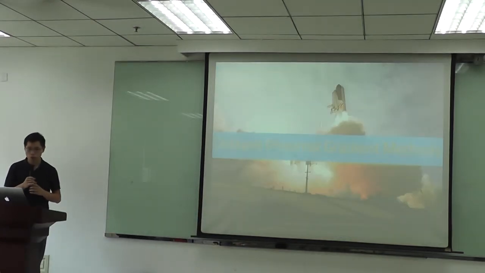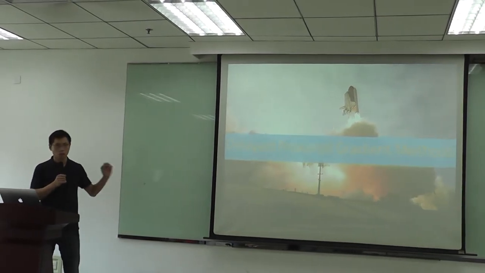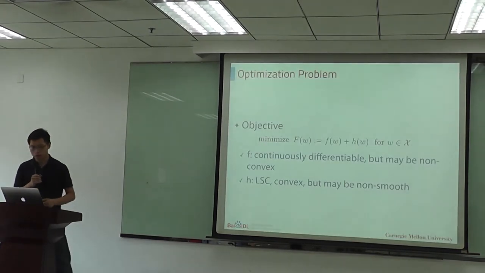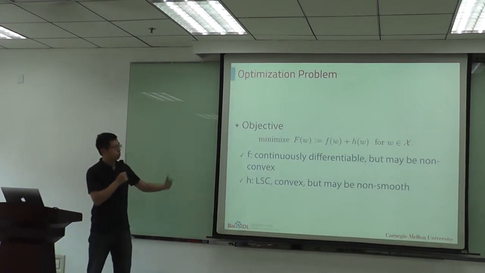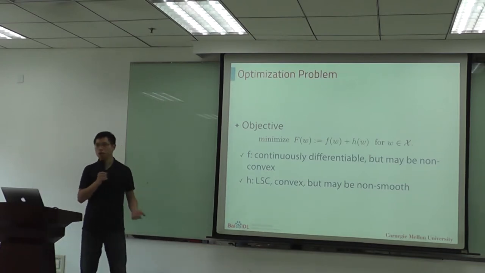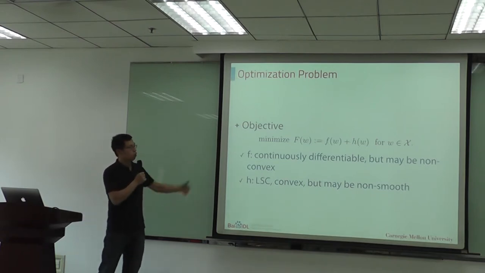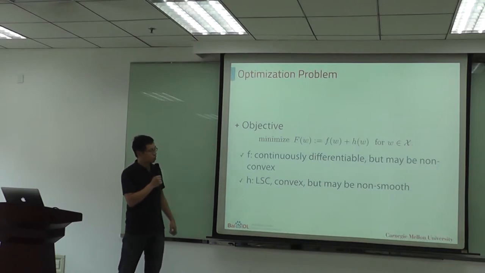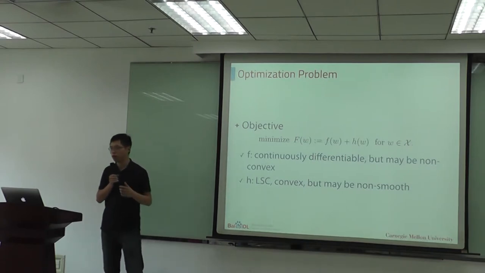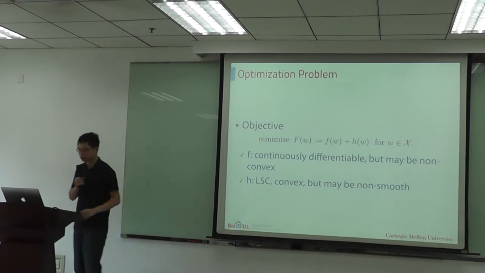Next, I'm going to show how to implement the fast optimization algorithms on this system. The objective function you can see above is a very general objective function. It's f(w) plus h(w). f is a loss, h is a regularizer. f is differentiable but not convex. For example, for some deep learning objectives, it is differentiable, but not convex. h is convex but maybe not smooth. For example, if you want an L1 regularizer, you want a sparse model, it's not smooth.